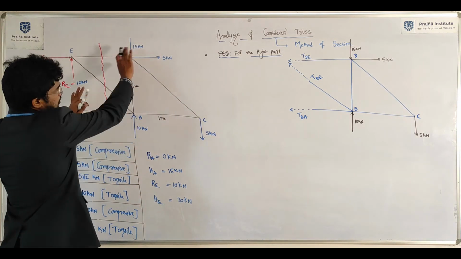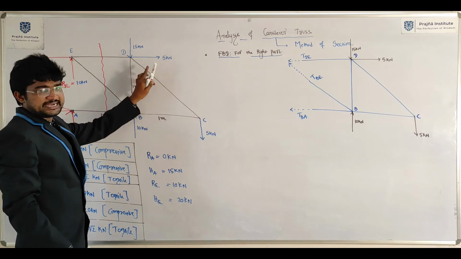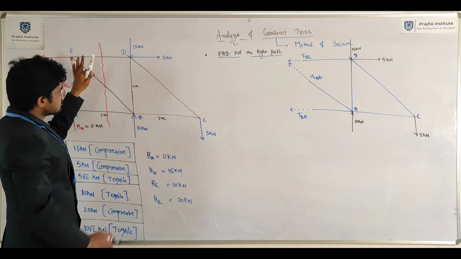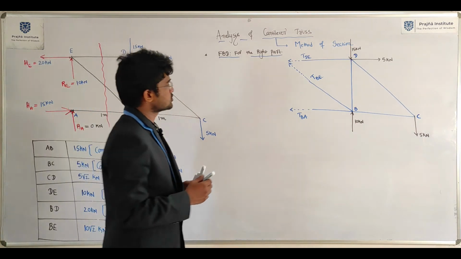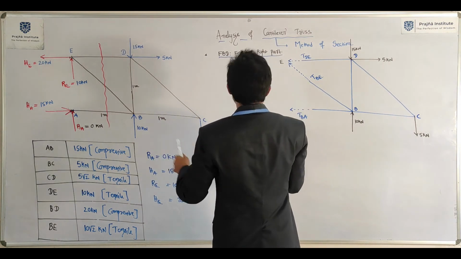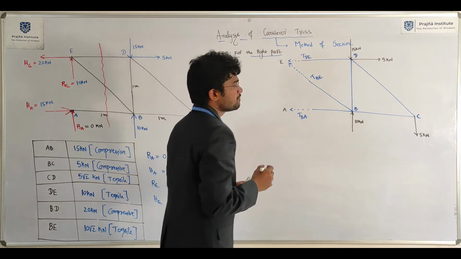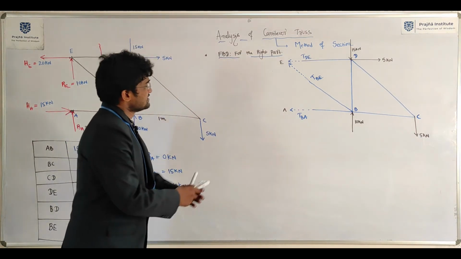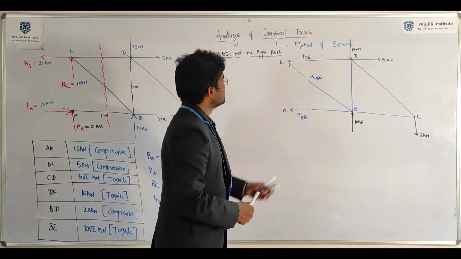So consider all the forces that are acting at the joints and internal forces in the sectioned members only. Now it is E, of course it is A. Yeah, this is the free body diagram for the right part.